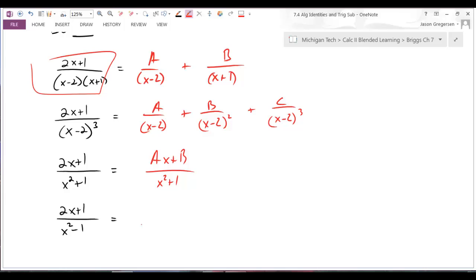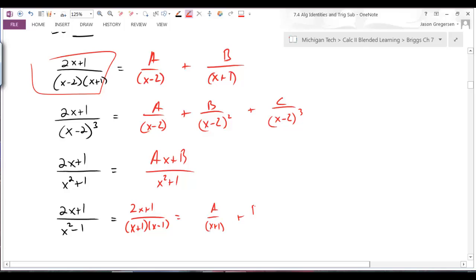And then the last one we factor first. This is the same thing as x plus 1 times x minus 1. And therefore we really treat it just like the first problem. It's just A over x plus 1 plus B over x minus 1. Any questions about those?